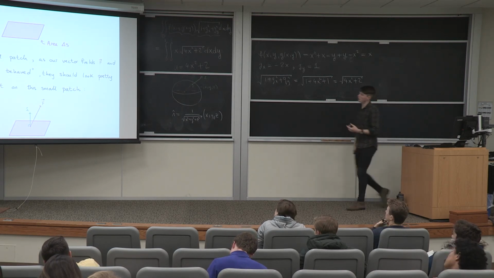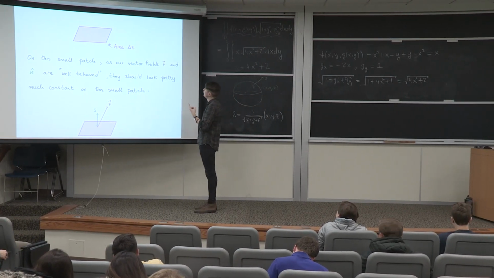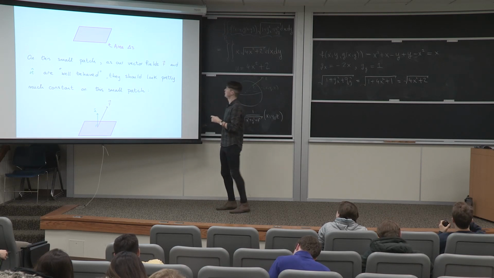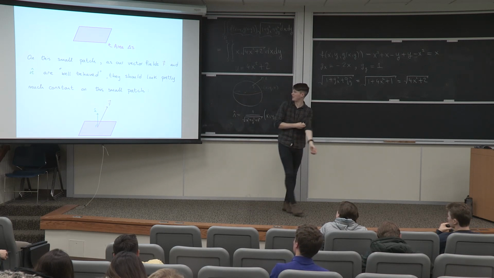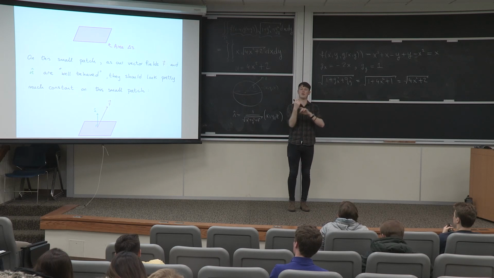On this small patch, our vector fields F and N are well behaved. So again, F shouldn't vary too much on this small patch. And neither should N.